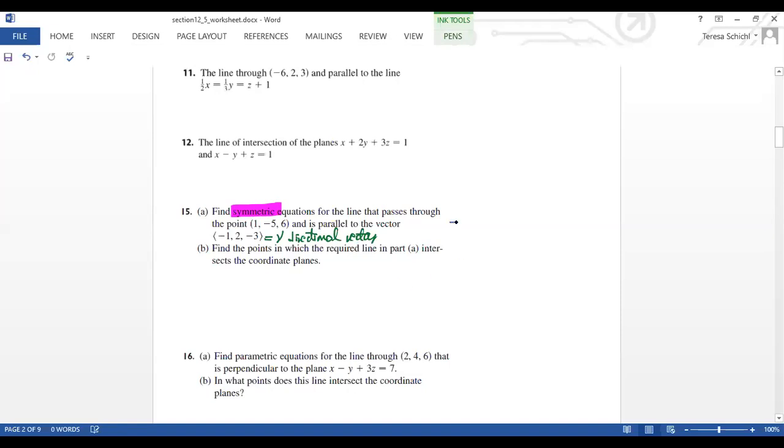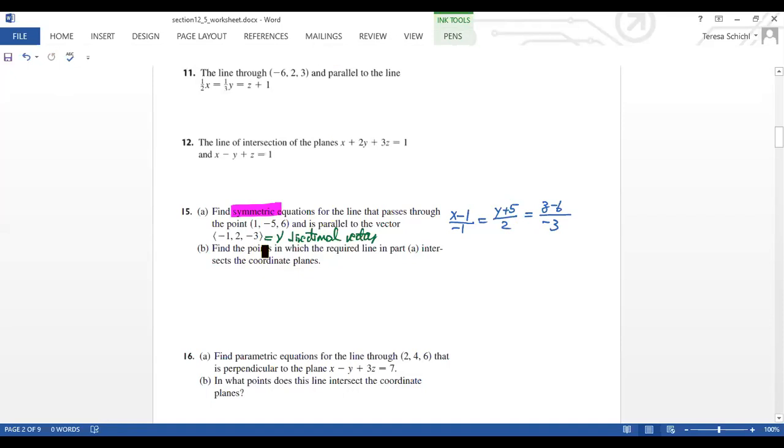So let's write it. I have a point, so this will be x minus 1, and the directional component for x is negative 1. That is equal to y plus 5, since y is negative 5, and the directional component for y is 2. Then z minus 6, since z is 6, and the directional component is negative 3.